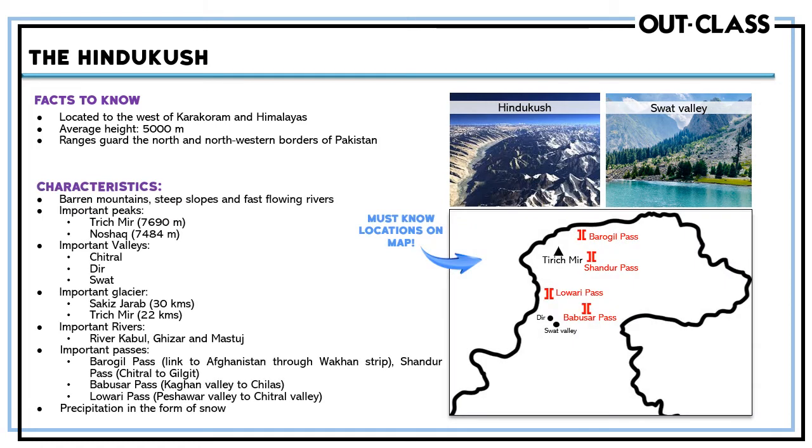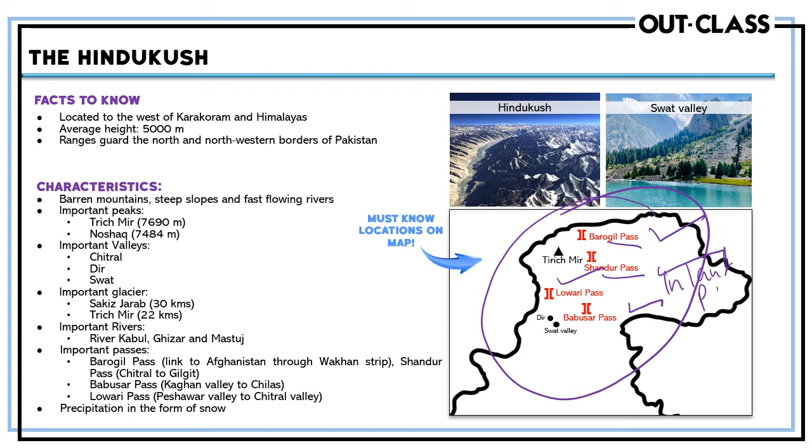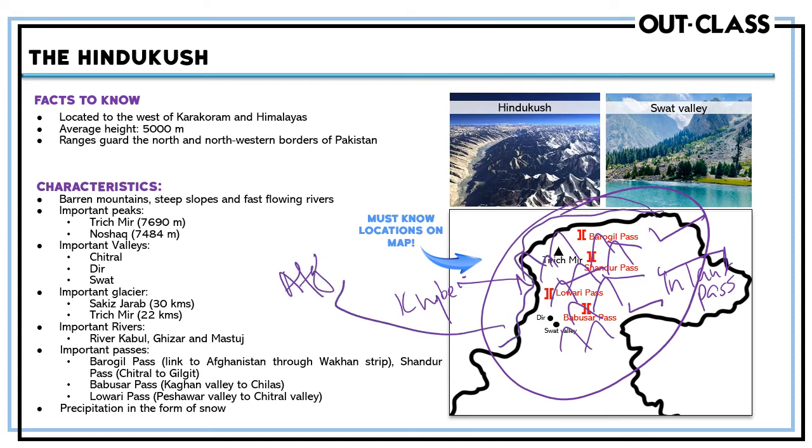Now, this is an exam question, a favorite exam question. You need to learn the placement of these passes: Shandur Pass, Lowari Pass, Babusar Pass. Now these are all inland passes. That means they are within the country. So these are passes between the mountains, in the mountains. Then there are passes which are on the borders, and the Khyber one becomes the most important one. So looking at this, you can see this makes a borderline with Afghanistan also.